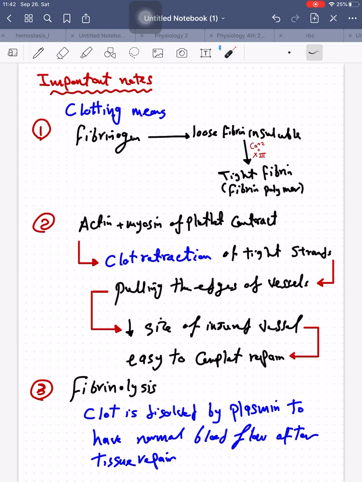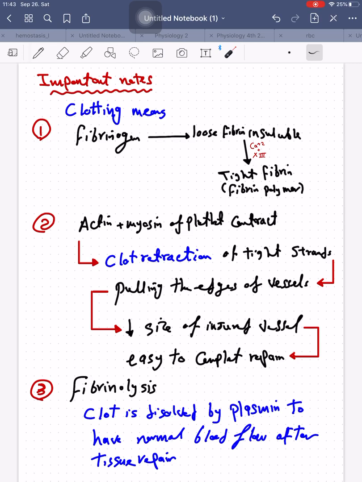After we have this loose fibrin, we need to make it tight fibrin, strong enough for stabilization. For this stabilization, I need calcium and factor number 13. Up to here we finish the clotting. What does that mean? What happened exactly? After the clotting, you should start to make a tissue repair.